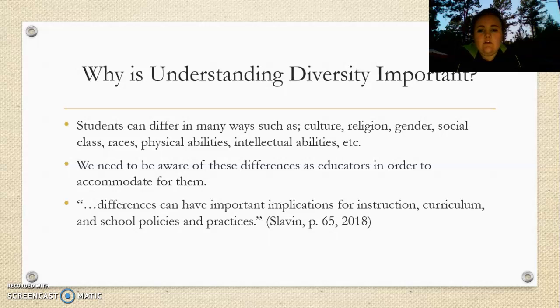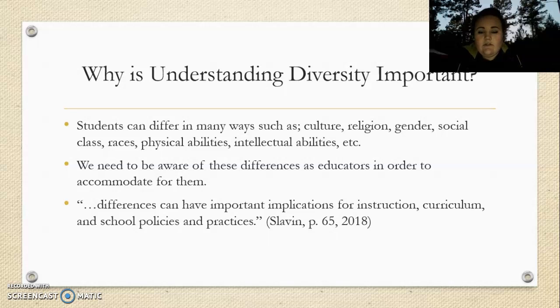There are several reasons why understanding the diversity of your students is important. Students can differ in many different ways: through their culture, religion, gender, social class, race, physical abilities, and intellectual abilities. There are many more ways, and we all know that we're all very different. It's really important to understand that this also occurs in our classrooms.